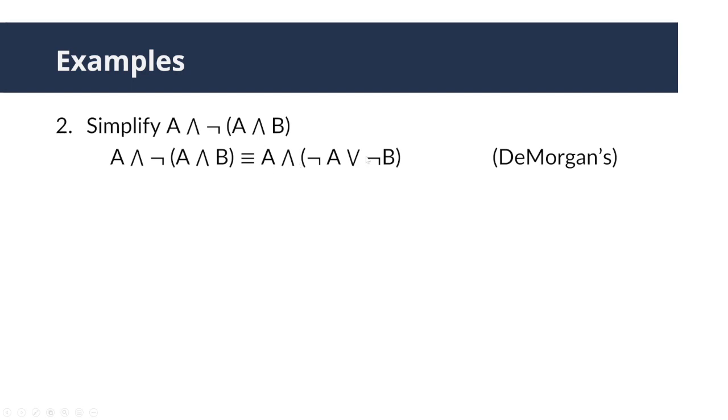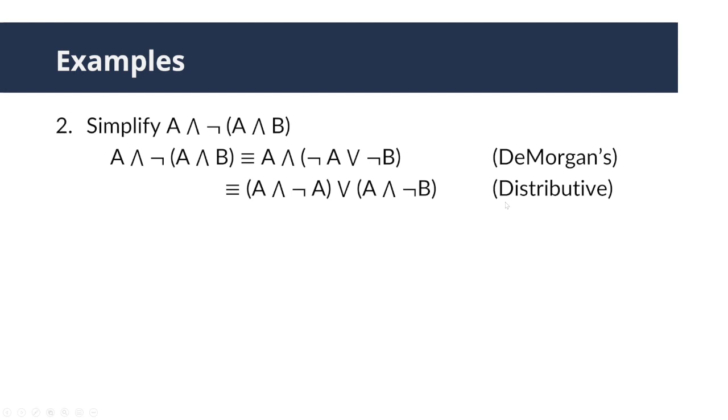If you change that, you change the proposition. Next, what do we do? Well, here the connective outside the parentheses is different from the connective inside the parentheses. Then you can apply the distributive law. So you have A and not A inside the parentheses, or A and not B inside the parentheses.